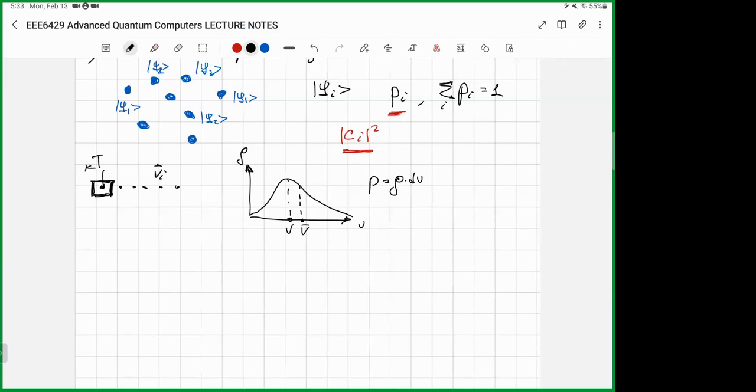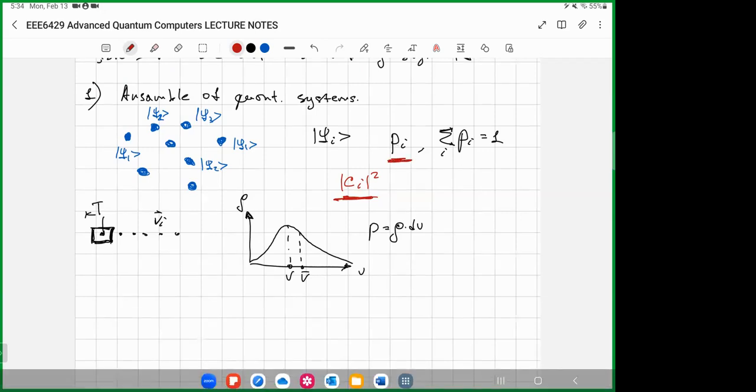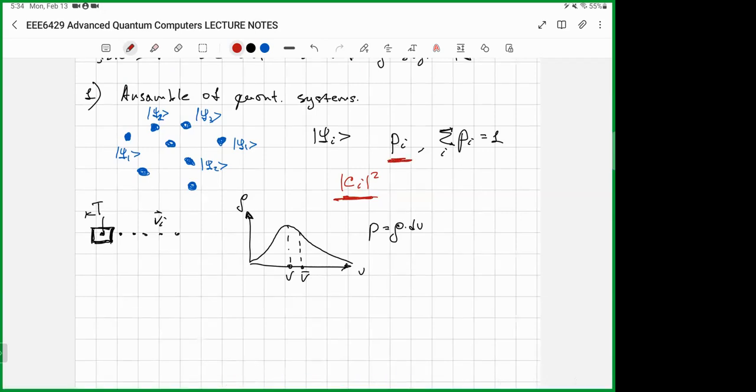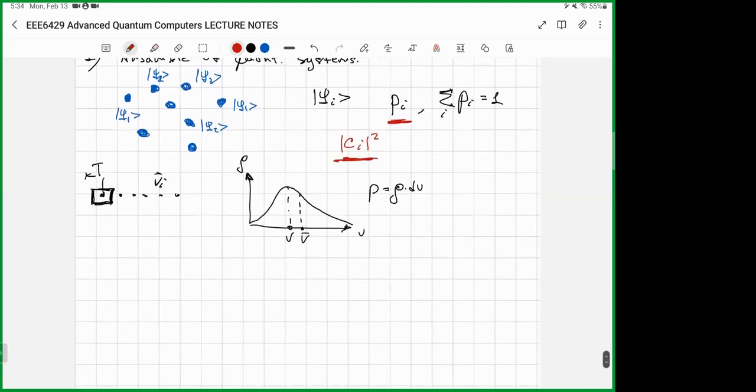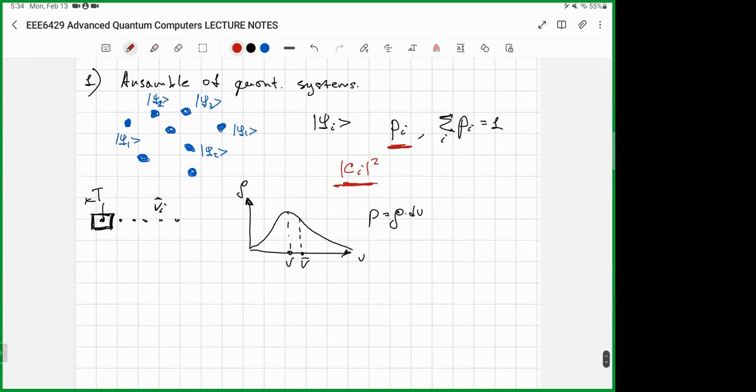So this is the first example of systems where we cannot use only the psi state and this quantum probability. We also need to bring in this classical probability, the ensemble of quantum systems.